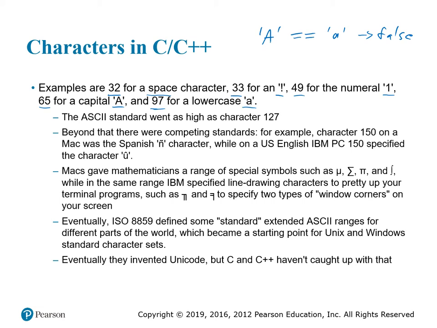Apple and IBM also made some other interesting choices. Mac gave mathematicians a range of special symbols such as mu, summation sign, pi, and integral sign. While in the same range of numbers, IBM specified line drawing characters that you could use to pretty up your terminal programs, because at the time that Apple was developing this for the Mac, the Mac, as you may know, never had terminal programs. Everything ran in a pretty graphical user interface system. But at that time, Windows was barely a thing, if it was a thing.